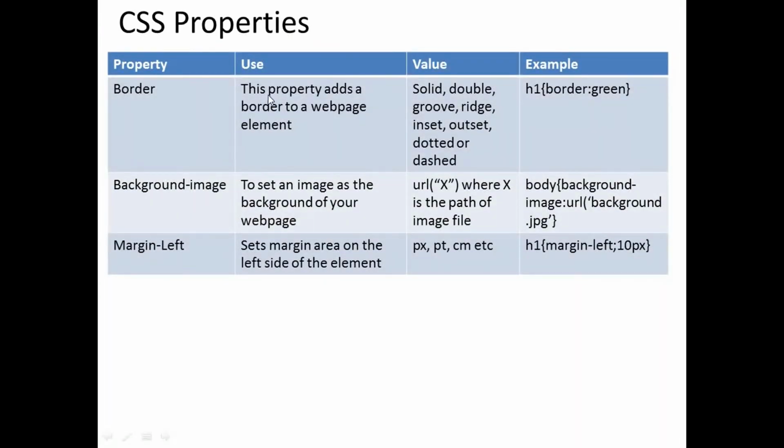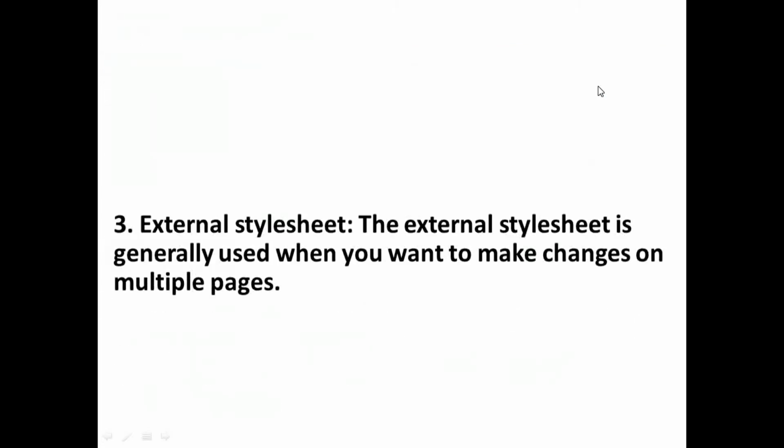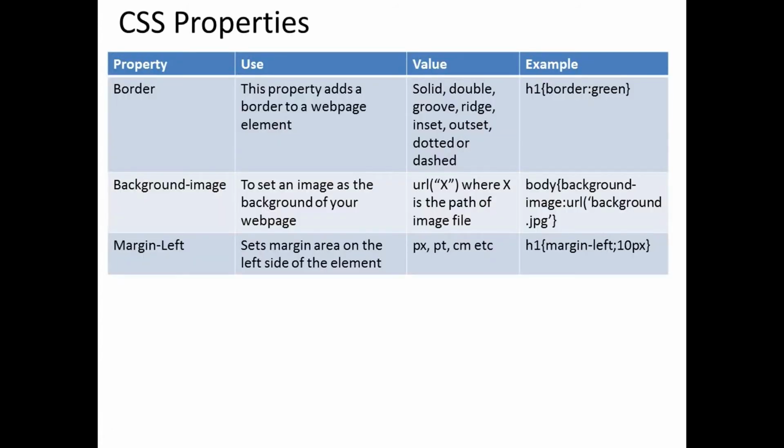After that, the next property is border. This property adds a border to the web page element. These are the values of the border: solid, double, groove, ridge, inset, outset, dotted or dashed. So how to apply this? H1 border green is wrong. Here you have to use the values, like H1 border solid, double, groove, ridge. It is given in the textbook, so as it is I have taken, but you have to take the value from here. You don't have to give the color over there.